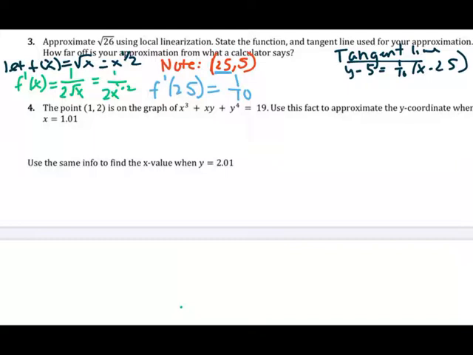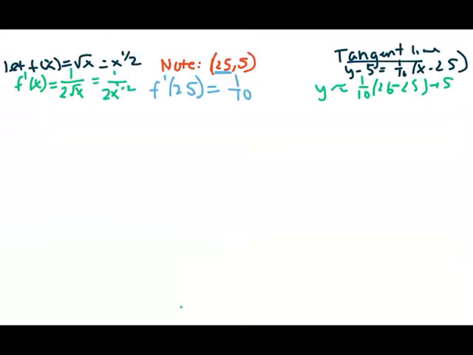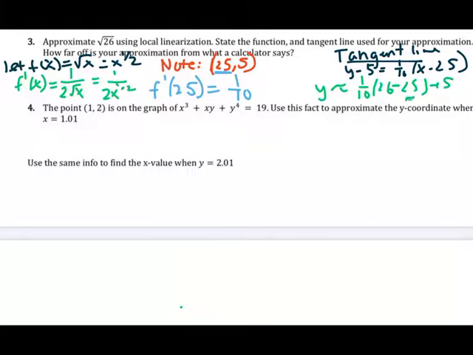So now that I have this tangent line, I can use this to approximate the square root of 26. So I want to know what happens with this tangent line when x is equal to 26. So we're going to say y is approximately 1/10 times 26 minus 25 plus 5, and this is going to be approximately 5.1. And then what we can do is grab our calculator.